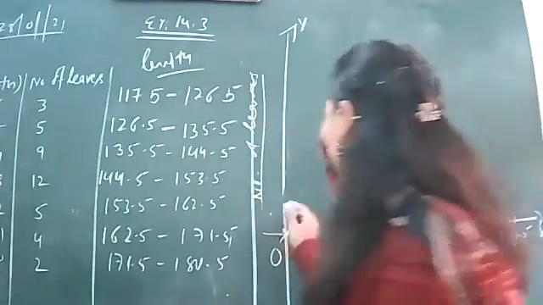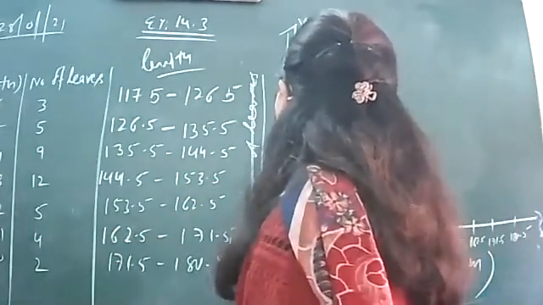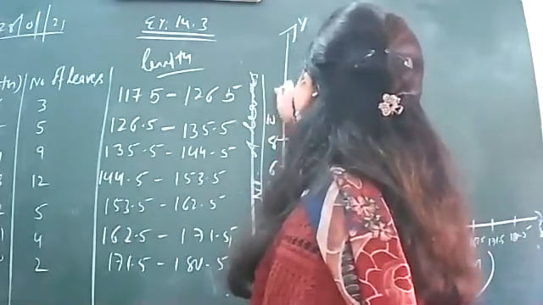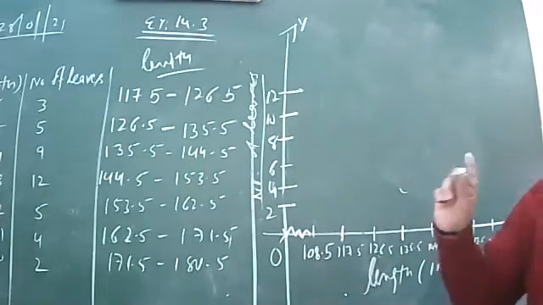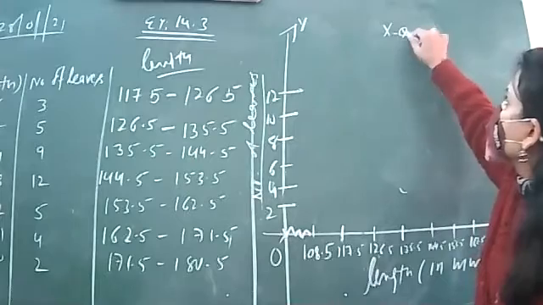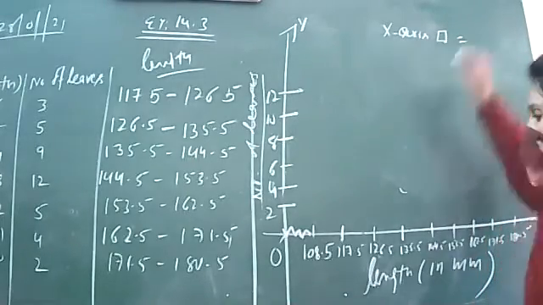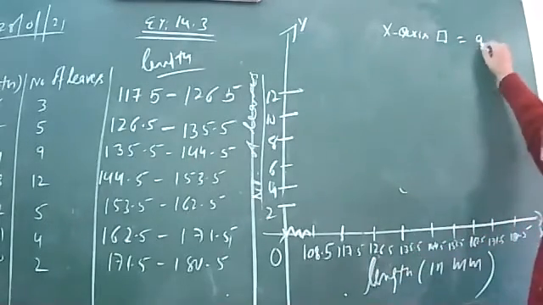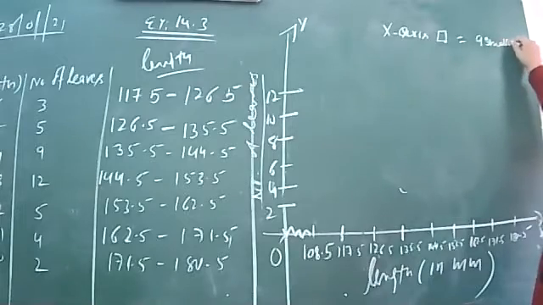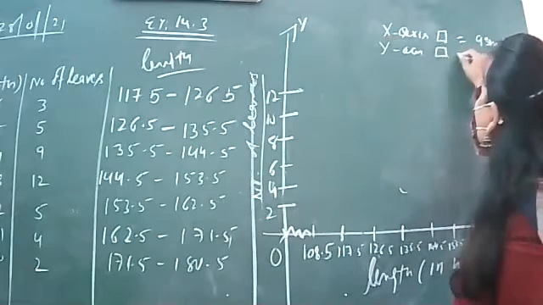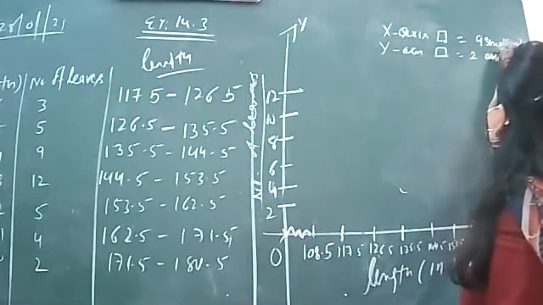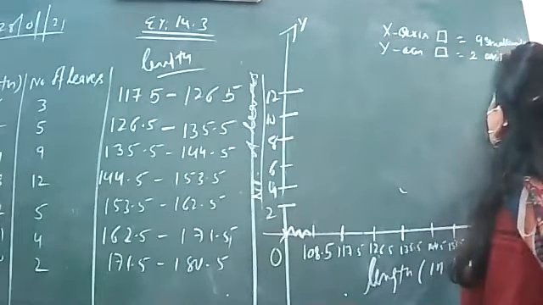That will be, okay, 2, 4, 6, 8, 10, 12. ठीक है? Okay, चलिए. Now we'll write the scale along x-axis. One block, कितने unit का gap है? 9 small units. And along y-axis 2 units or 2 leaves, कुछ भी कह सकते हो आप. ठीक है, हो गया. Now we are going to draw the histogram.